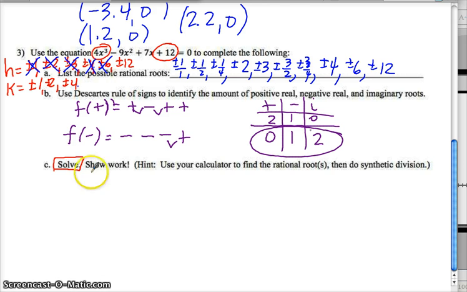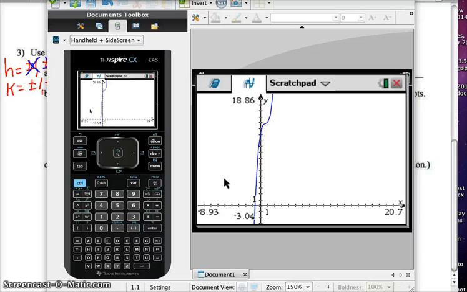That's why we're making you show work. But how can your calculator help? Well, your calculator is going to help by graphing it, and actually looking on your graph to see what one of the roots is. So go ahead and grab your calculator and plug this in. I'm going to do that too, but I'm going to pause so I can go a little faster.